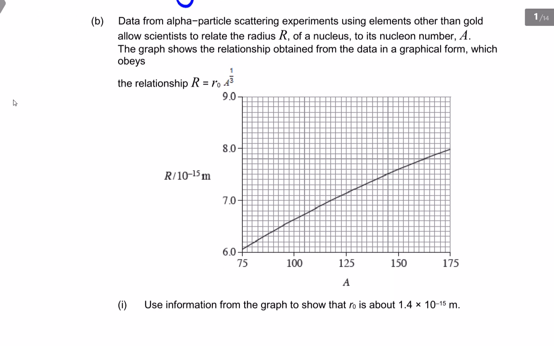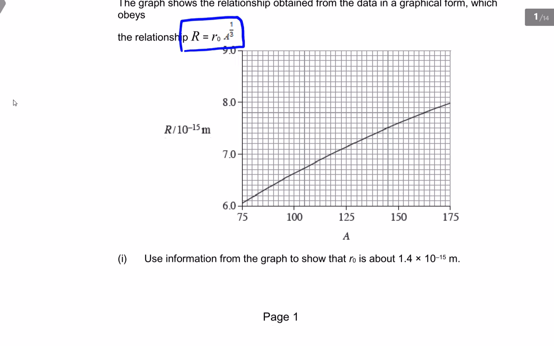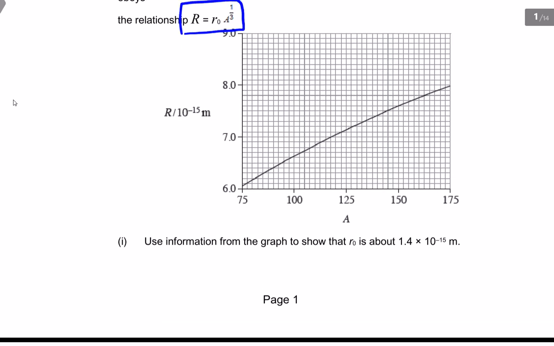For 1b, we've got a graph of R against A from different scattering experiments, and it tells us the relationship R equals R naught A to the 1/3, something that we're given in our data book. Use information from the graph to show that R naught is about 1.4 times 10 to the minus 15. Okay, we'll just do it under here.